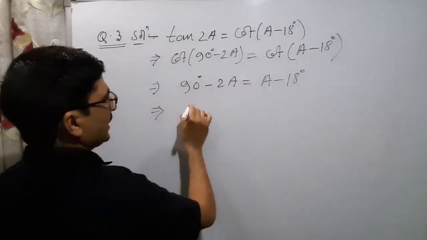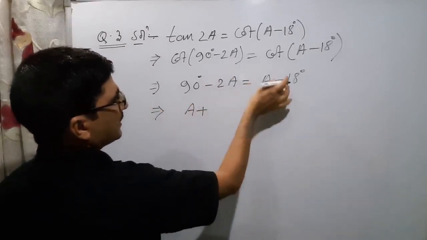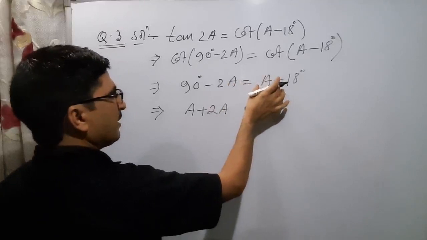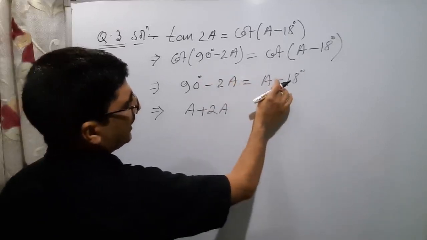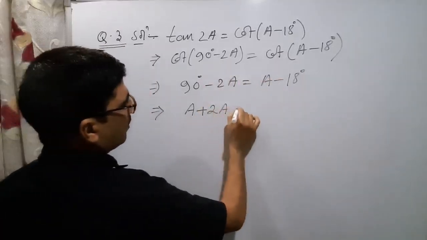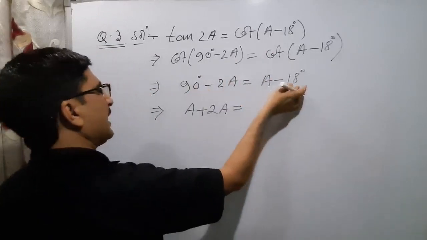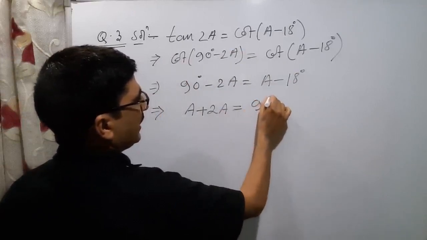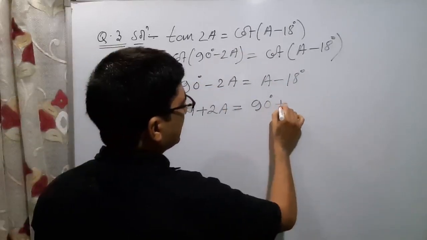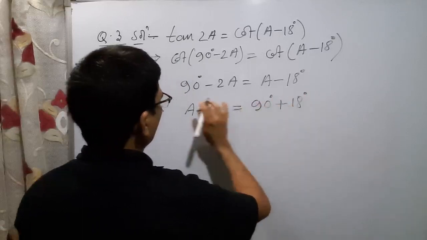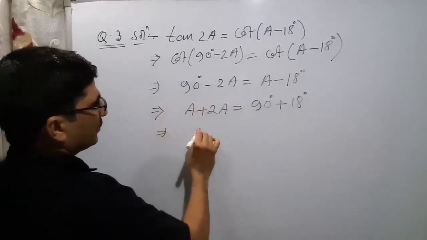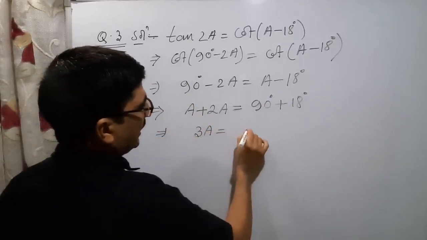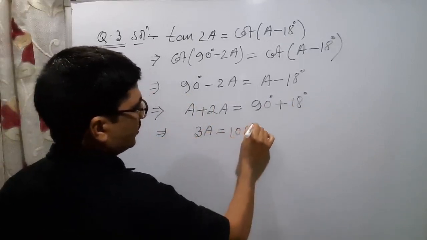2a goes that side, it was a, plus this goes that side 2a. This a in the right side only we kept, and then this 2a we bring this side, that means this 2a becomes plus, is equal to 90. This 18 comes this side, that is 90 degree, then this comes this side, then the sign changes to plus 18 degree. Then it is your 3a is equal to 108.